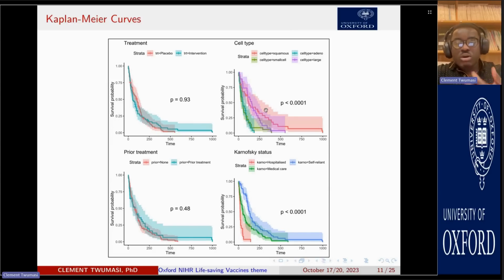But when we have multiple or several, so for instance, if you look at the chemo or the Karnofsky status, the red and the green here, that is hospitalized status and the medical care status. They intersect somehow, but there's no intersection between the red curve and that of the blue. So there's no intersection between the self-reliant status and the hospitalized status. So in that case, there's a chance of significant difference.